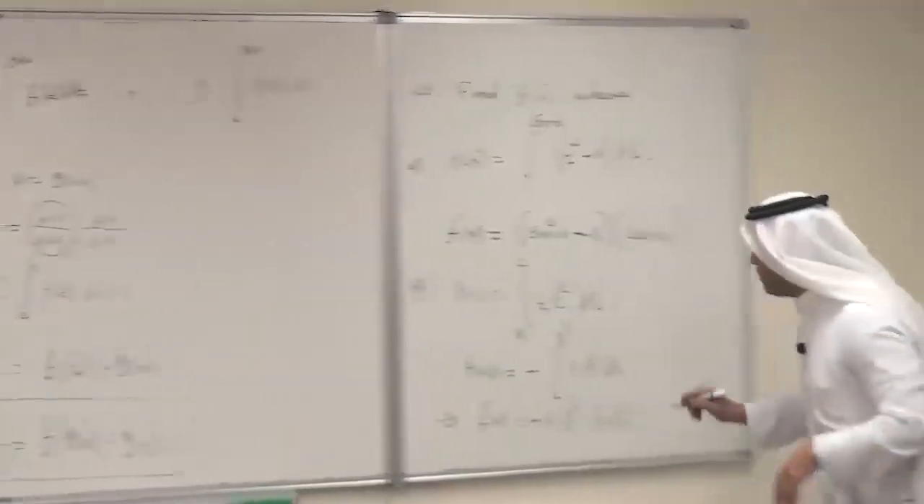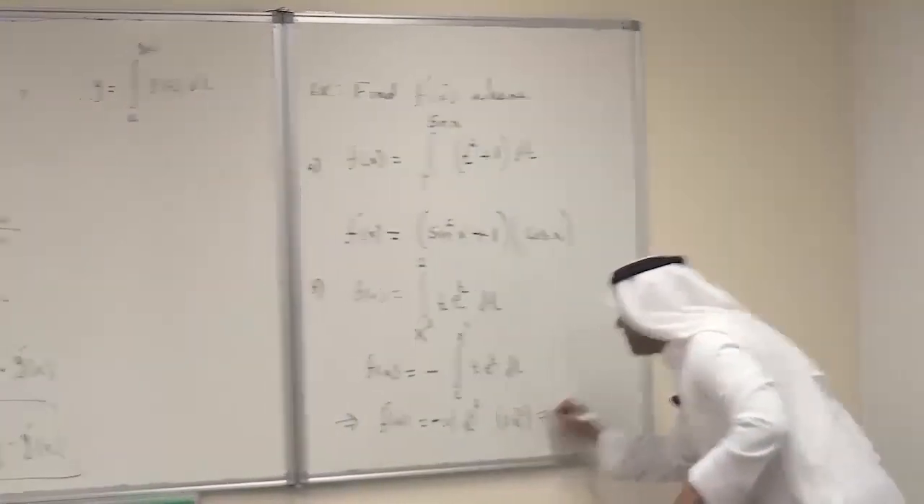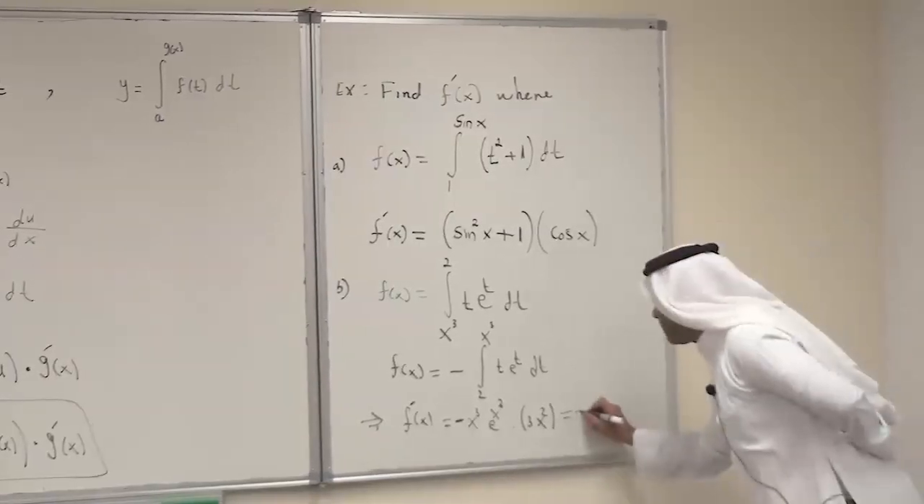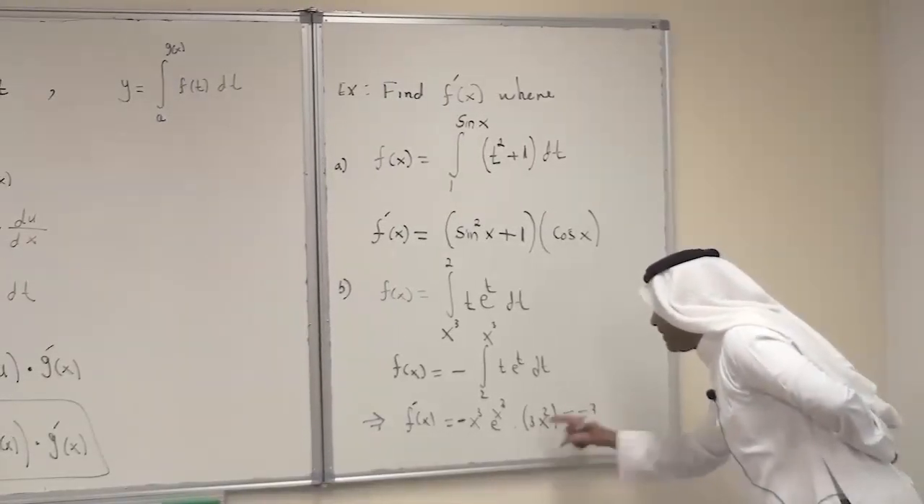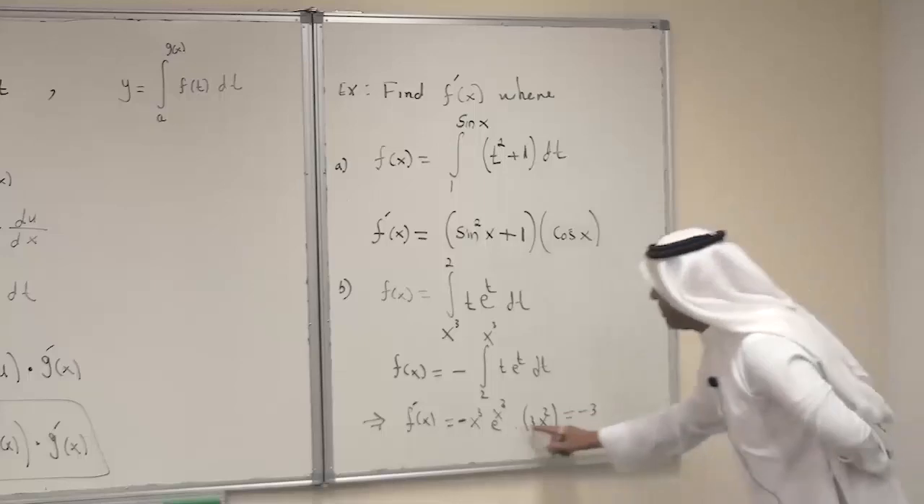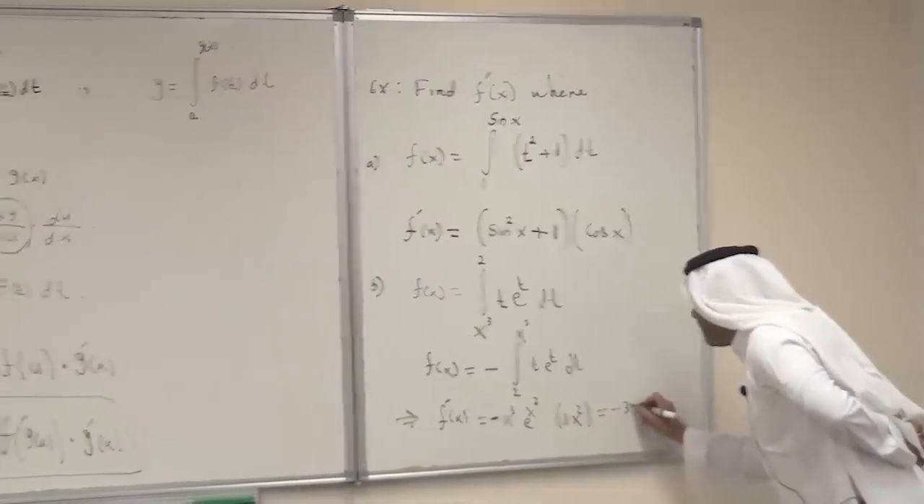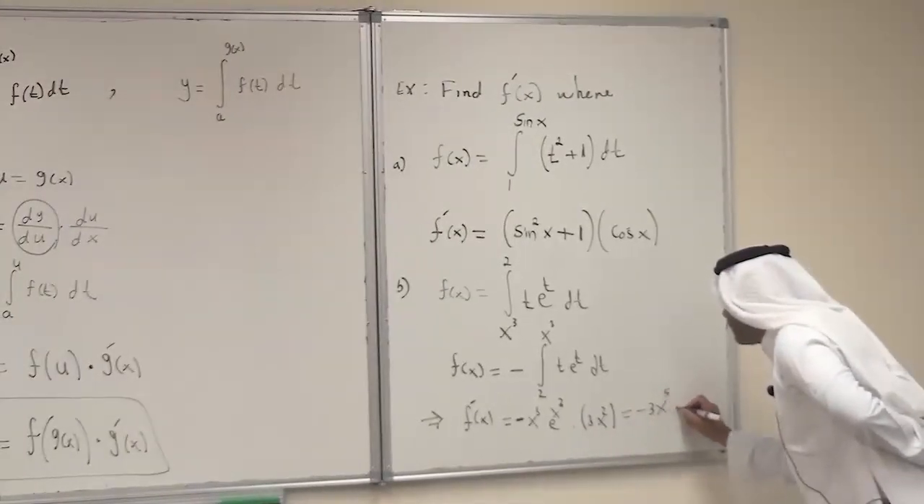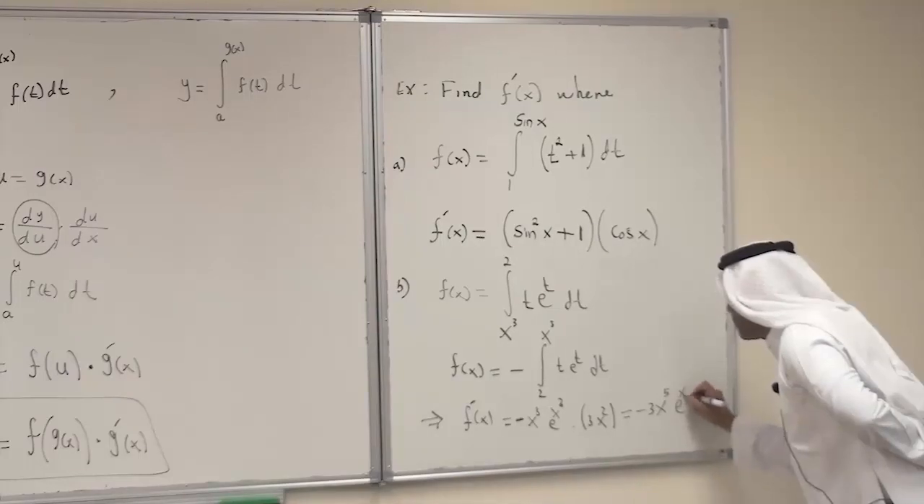Okay, so what will be the final answer now? This will be equal to minus 3, of course, I will write the number 3 at the beginning, then x squared times x cubed, that will give me x to the power 5, and then e to the power x cubed.